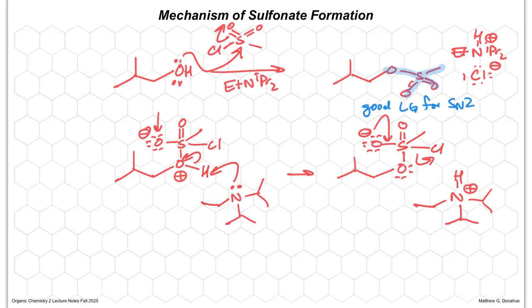So that's a good leaving group for SN2. So now we can start substituting that for any other nucleophile that we know. So I think on the next slide, we'll run through the list of what those things were that we saw in organic 1, and then just a little bit about their IR signatures.